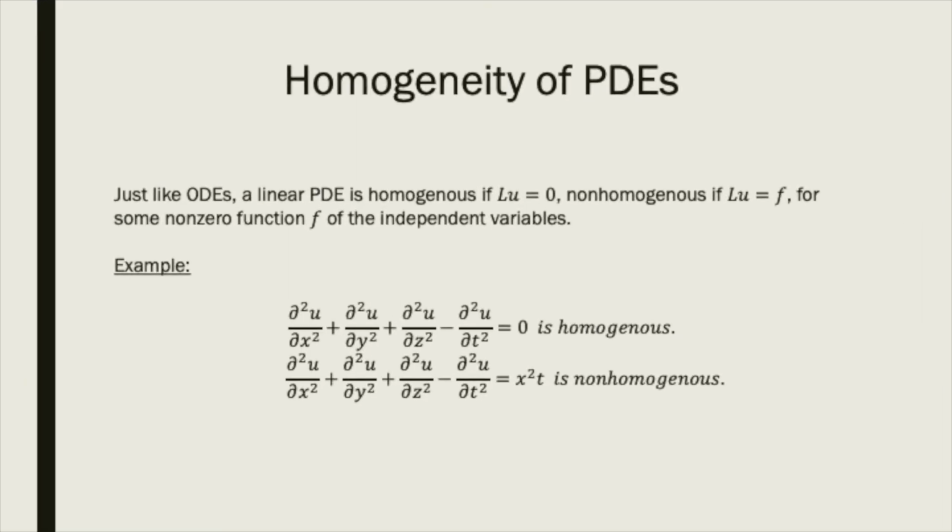Similarly, a PDE can be either homogeneous or non-homogeneous in the same way as an ordinary differential equation. If we take all the terms involving the solution function u to the left-hand side of the equation, it is homogeneous if the right-hand side is 0. It is non-homogeneous if the right-hand side is some non-zero function of the independent variables.